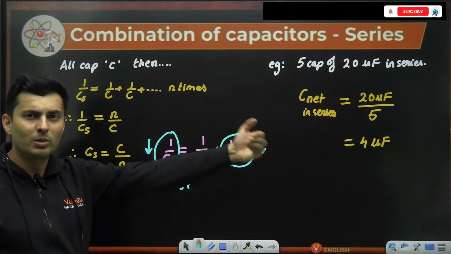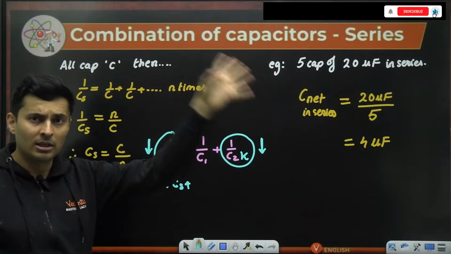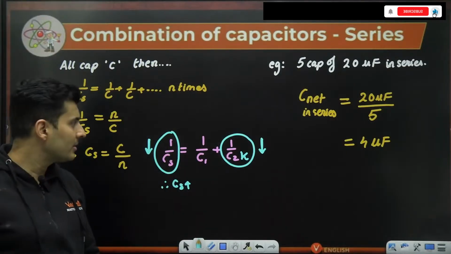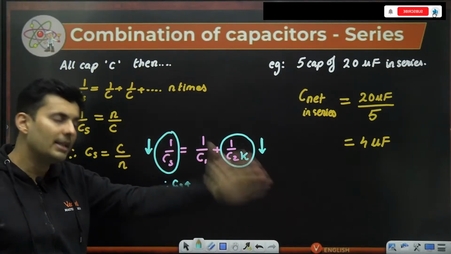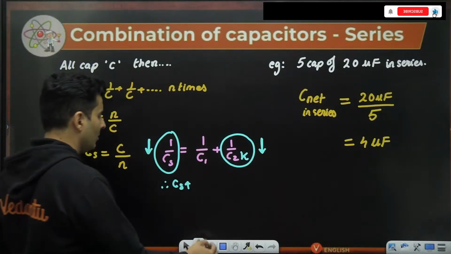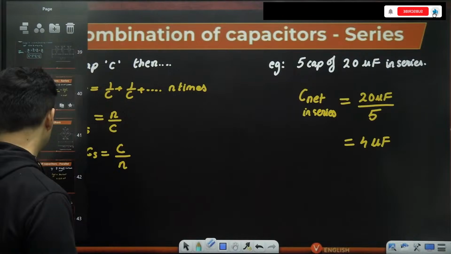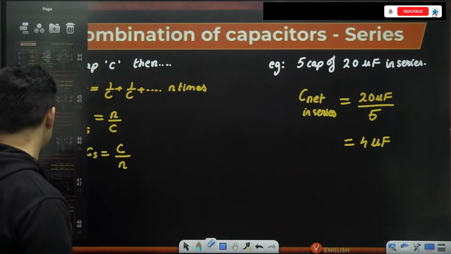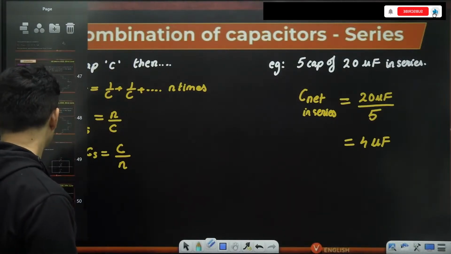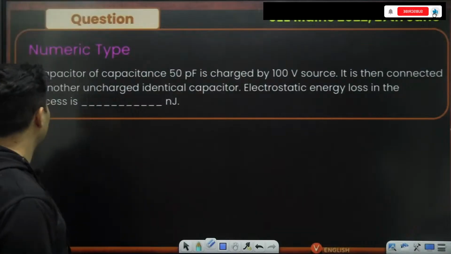So C1 plus C2 plus C3, if one of them increases, the total sum will also increase. So in either of the cases, yes, it will increase, whether you put the dielectric medium for series or for parallel. The amount by which it increases could be different. All right, now comes the next one.